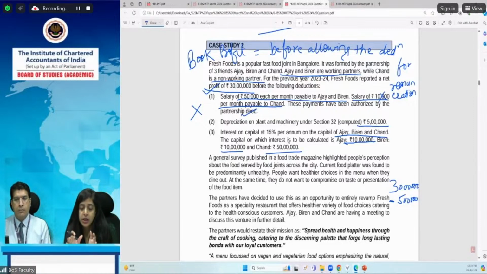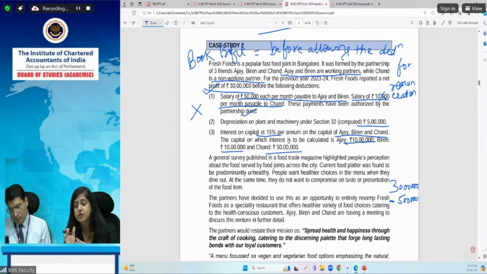Now about the interest on capital. Interest on capital is given at the rate of 15%. So tell me, student, as per income tax, how much interest on capital is allowed to the partners? Yes, Shailesh, 12%. Very good. And to whom? To all the partners, or is there any restriction to the working partner or non-working partner? Yes, Ayushi, it is allowed at 12%. Very good. It is allowed to all partners.